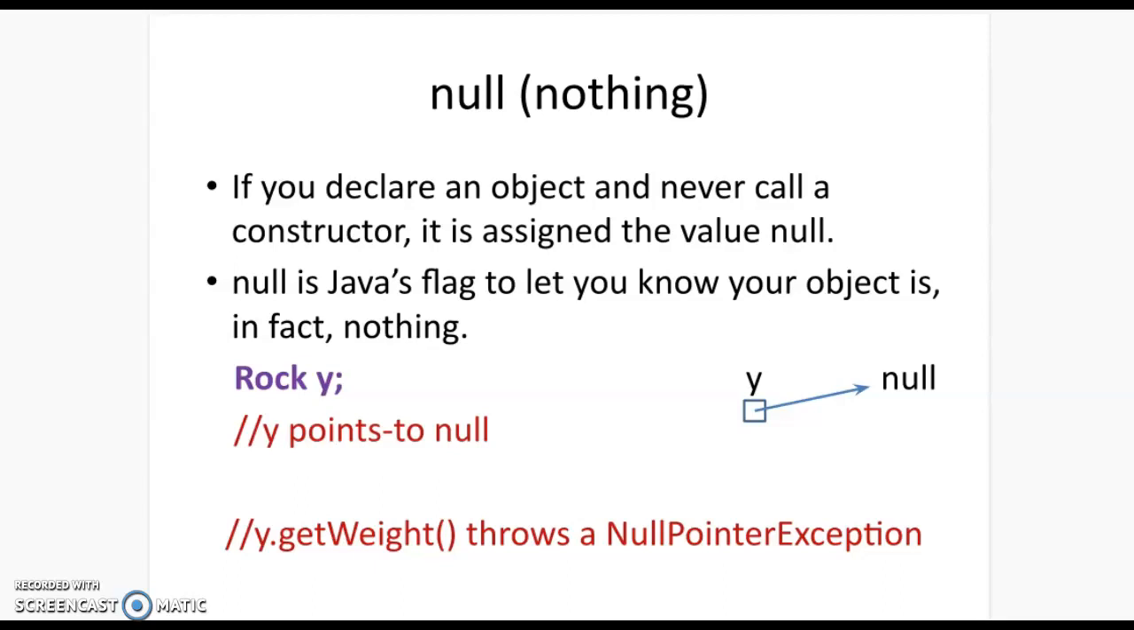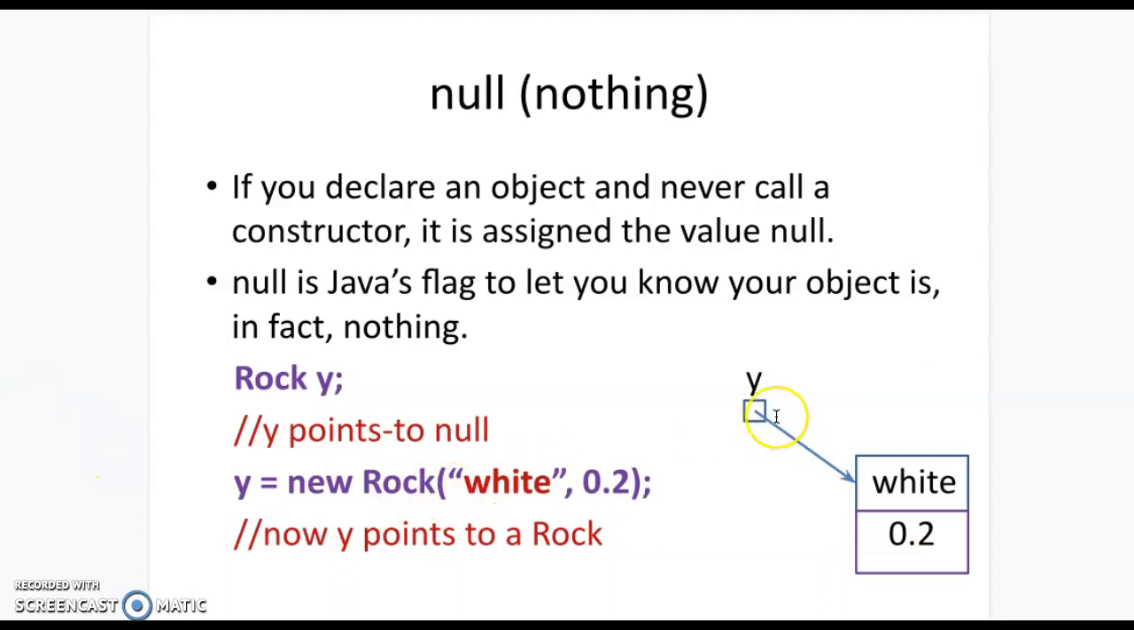Remember, we can separate these statements. So here I declare y as a Rock pointer. But until I say new, it's not pointing to anything. It is null. And so if I try to use y to do something, it'll throw a null pointer exception, because how could I get the weight of the Rock that y is pointing to if y is not pointing to a Rock? So once I say y equals new Rock, that's when y is pointing to a Rock, and that's when I can go ahead and say y.getWeight.